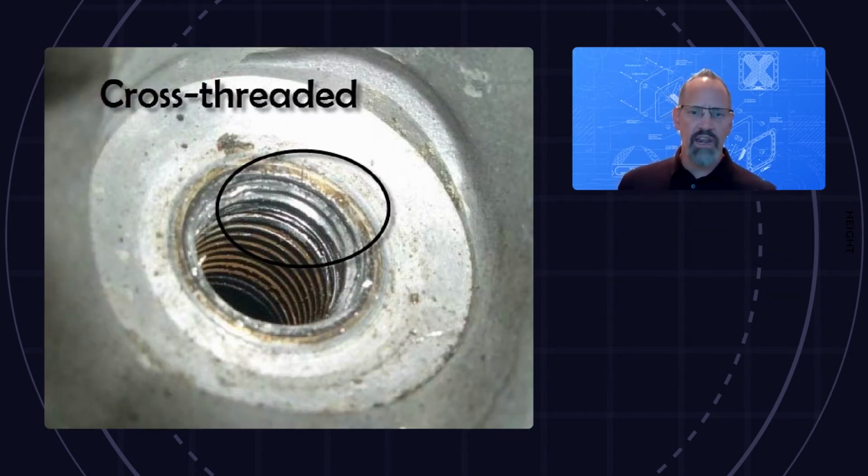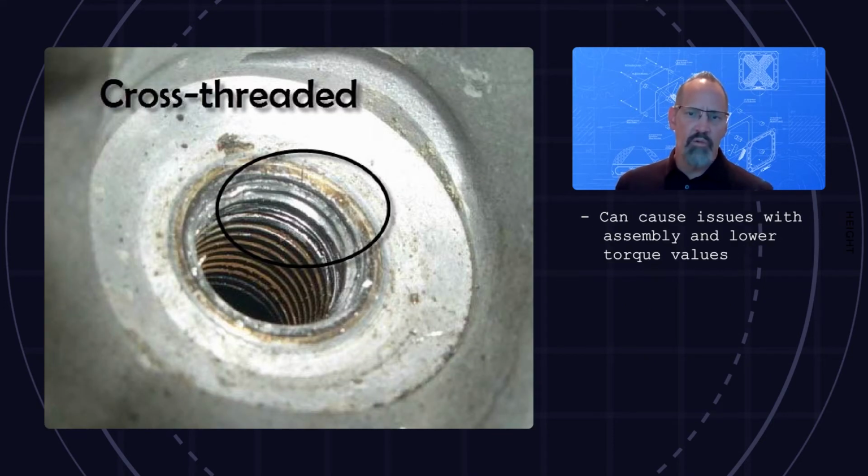Image 3 is a great example of cross-threading, which can lead to a poor assembly or not assembled at all. Contamination of the hydraulic system or improper torquing is also a valid point.